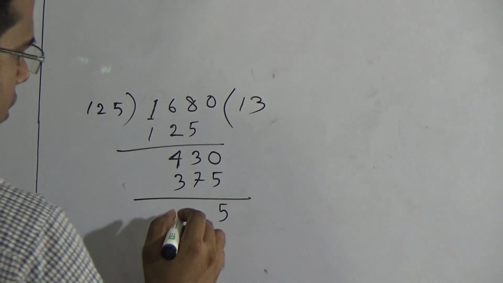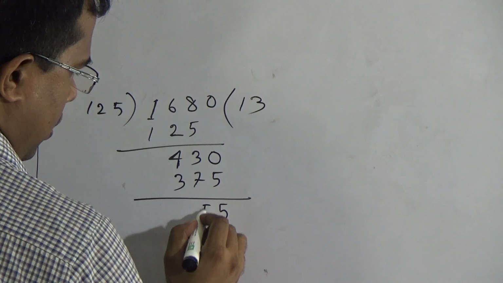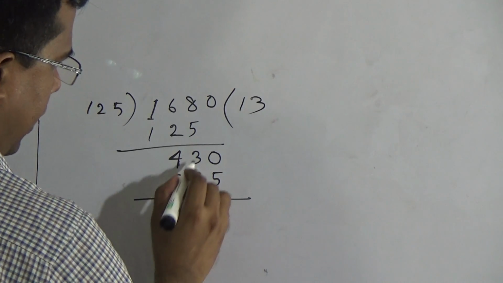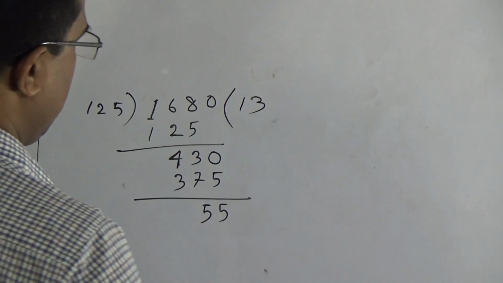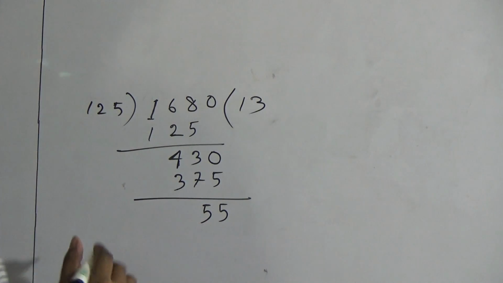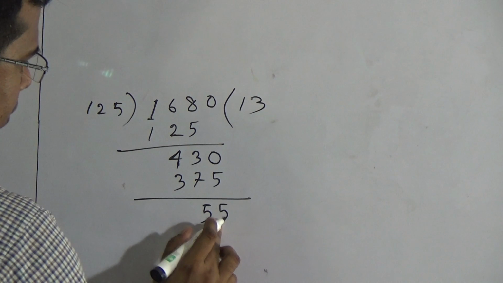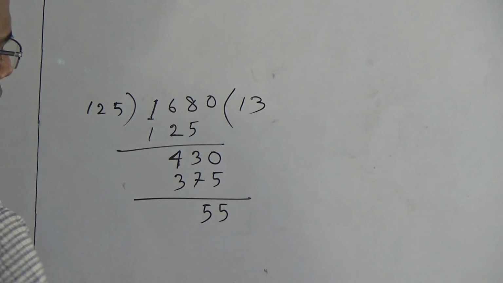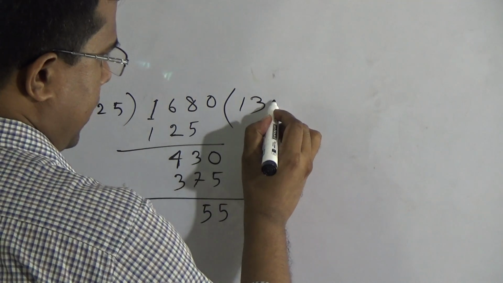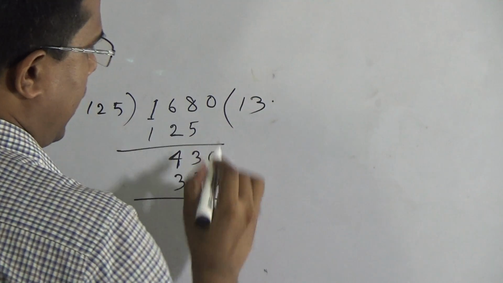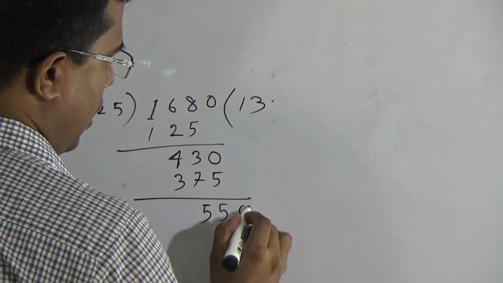13 minus 8 is equal to 5. Again carrying 1 add with 3, then it will be 4. 4 minus 4 is equal to 0. Now we cannot divide 55 by 125 because 55 is less than 125. So we will take a decimal point here and then we can take 10 here.